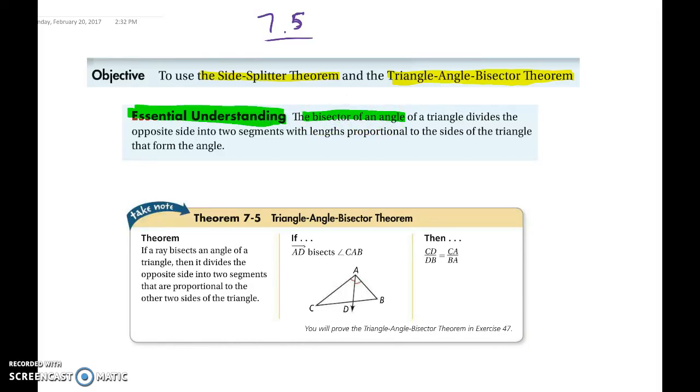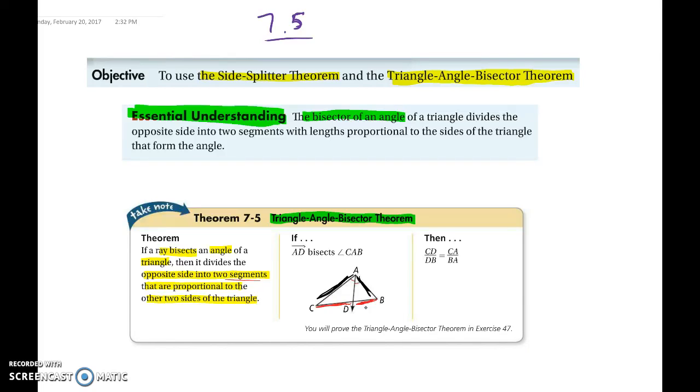All right, and what this triangle angle bisector theorem states is if a ray bisects an angle of a triangle, then it divides the opposite side into two segments that are proportional to the other two sides of the triangle. So what that means is that this segment CD over DB, because these are the sides created when it divides the opposite side of a triangle into two segments, those two sides will be proportional to these two sides here. So we can create a ratio that CD over DB is equal to AC over AB.